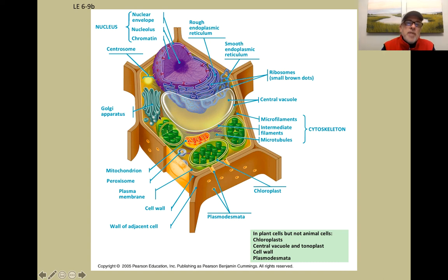has a Golgi apparatus, and it has a centrosome, although it's different. The centrosome doesn't contain the centrioles. And finally, it has these things called chloroplasts, which are the site of photosynthesis, and these are different than animal cells. It has this large central vacuole, and we'll talk about its purpose. It's a large membrane-bound central component. And then it has these holes in the cell wall that are actual links between cells called the plasmodesmata.